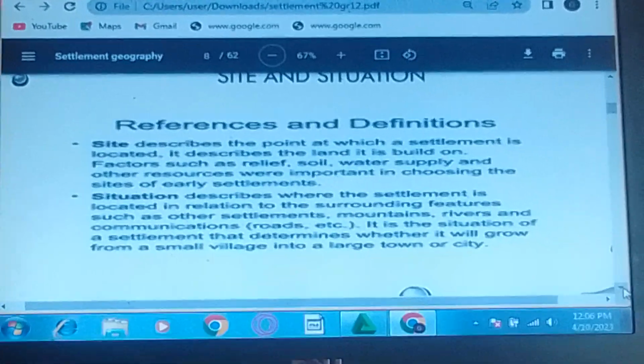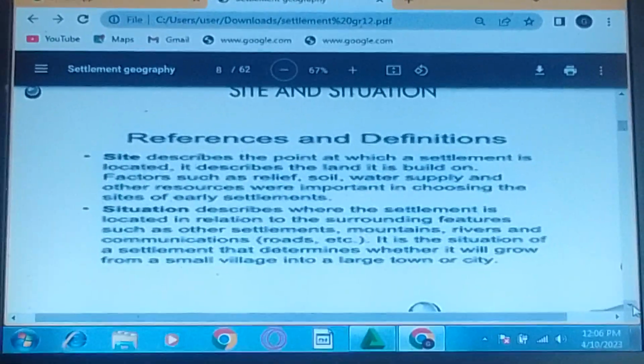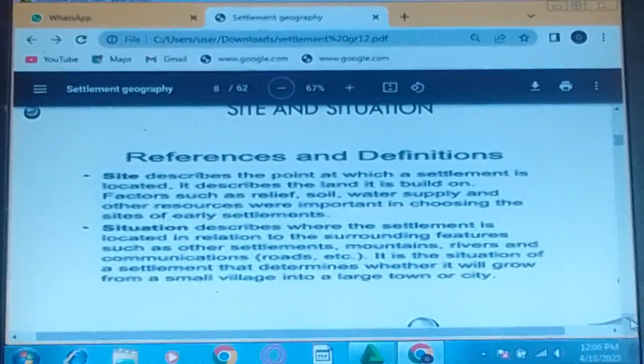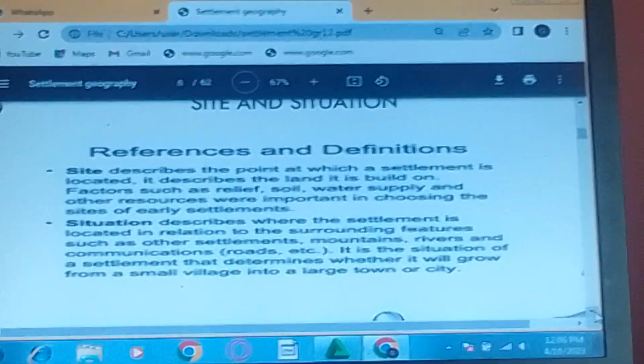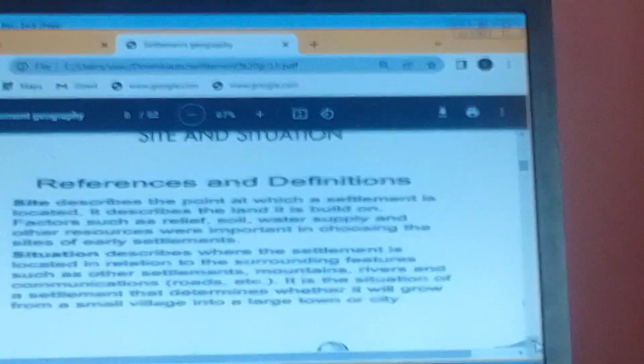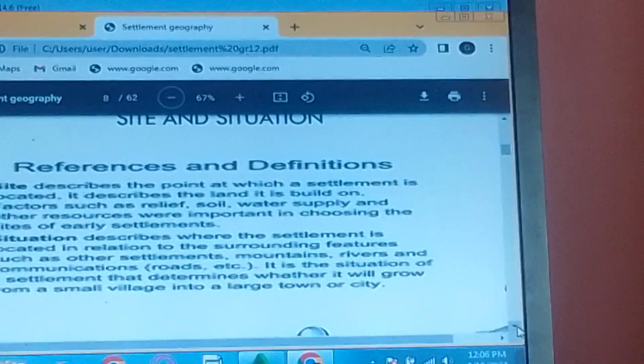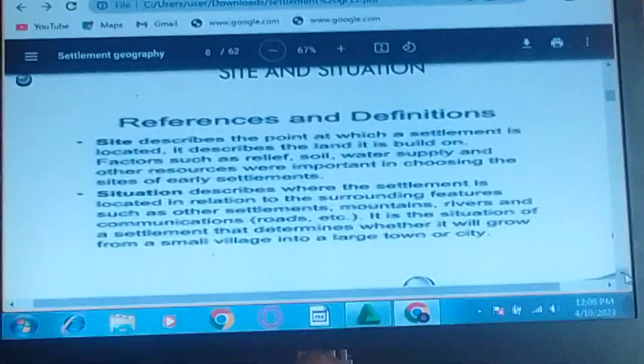So factors that will affect the site of a settlement are the relief, that's the nature of the slope, is it gentle or is it steep? The type of soil, is there water available for us, and resources available for that settlement?